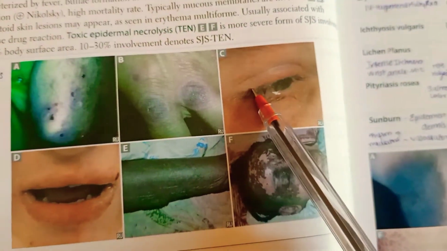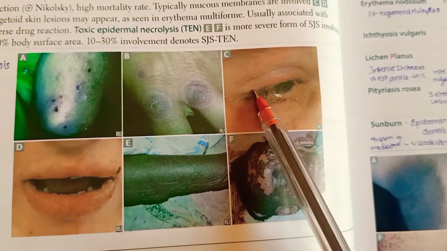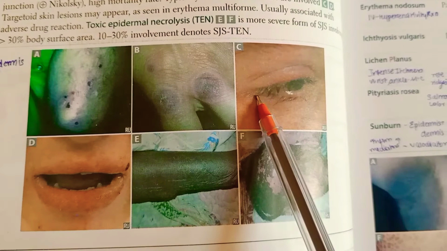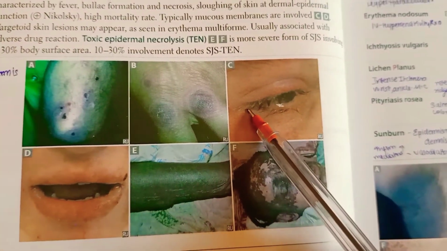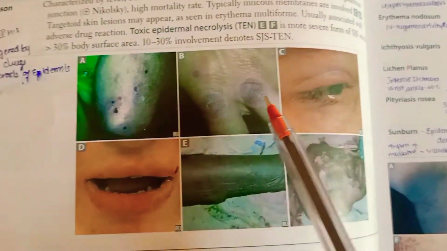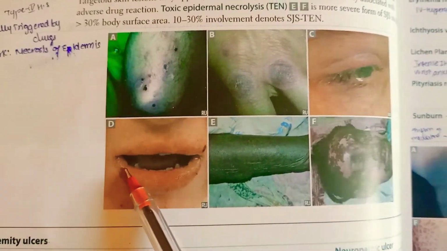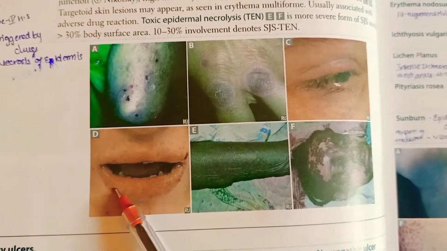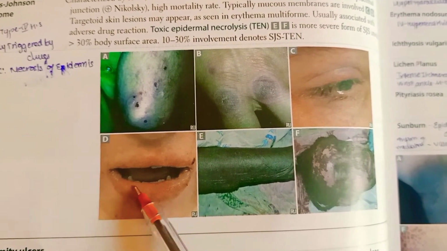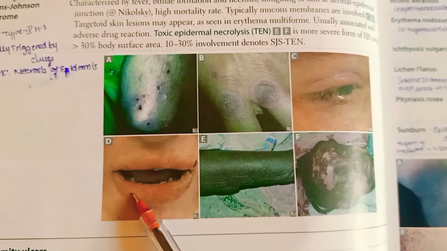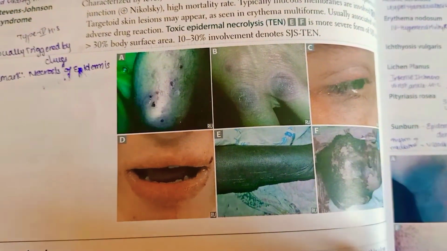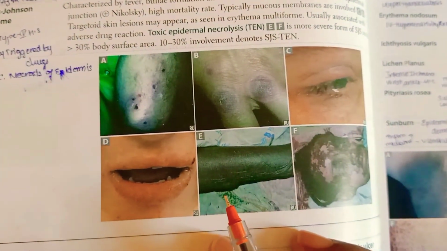Next, coming to Stevens-Johnson syndrome. It mainly has fever, bullae formation, necrosis, sloughing of skin at the dermal-epidermal junction, Nikolsky's sign is positive, and a high mortality rate, typically involving the mucous membranes. You can see eyes and also lips. So these are targetoid skin lesions as in erythema multiforme, associated with adverse drug reaction. This is very important, triggered by drugs. Hallmark is necrosis of epidermis, and it is also a type 4 hypersensitivity reaction.